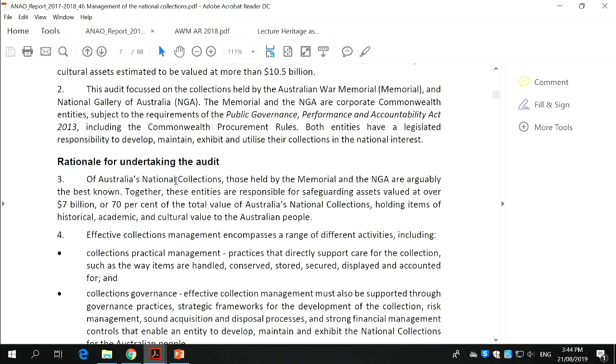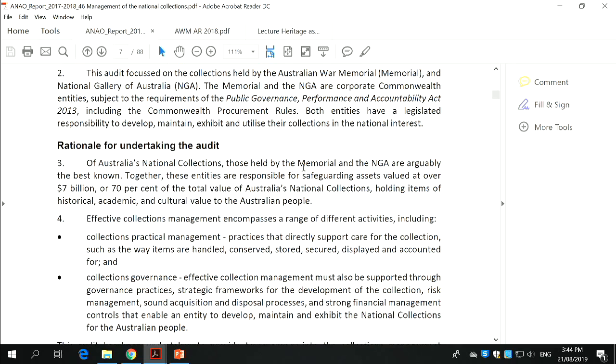If you look at the rationale for undertaking the audit, you can see they provide historical, academic and cultural values to people, and therefore effective collection management is quite important. What does effective collection management mean? It includes the practical management, such as the care of the collections, how to handle them, conserve or store them securely, and account for them.